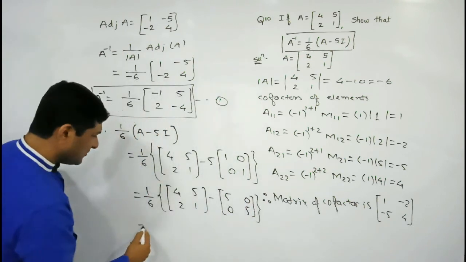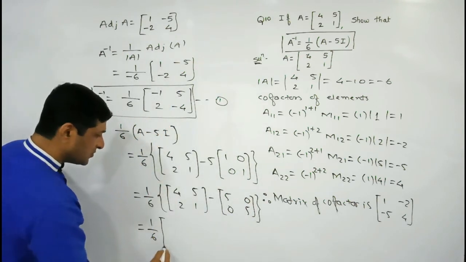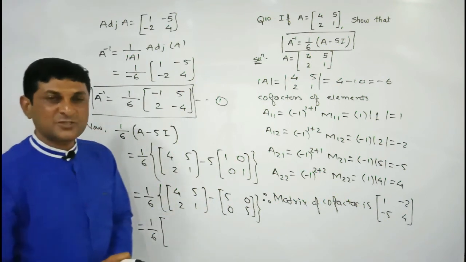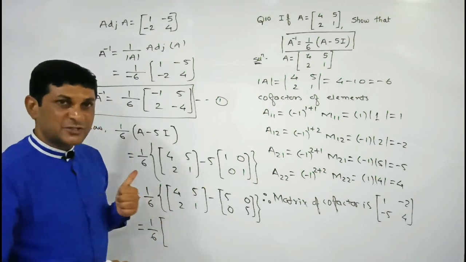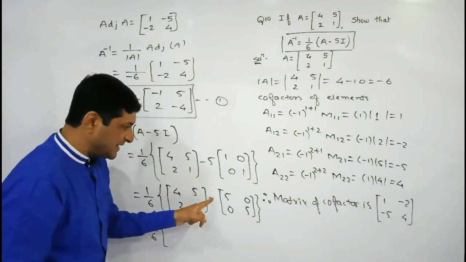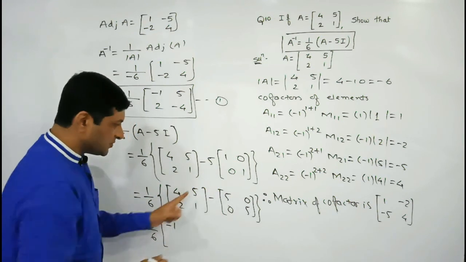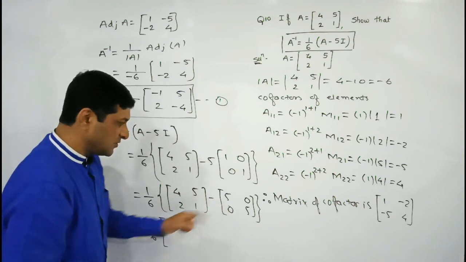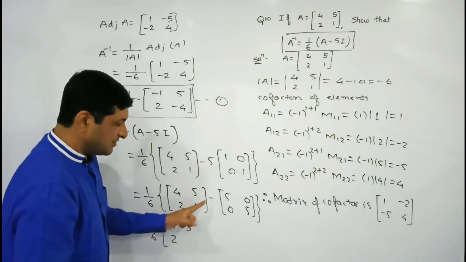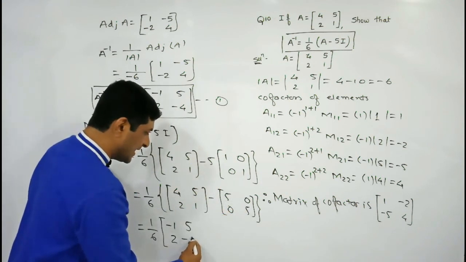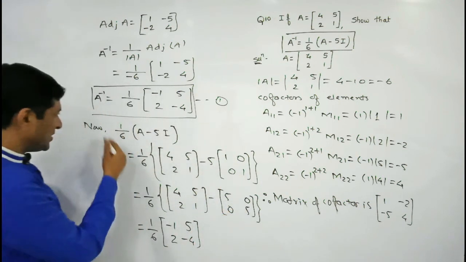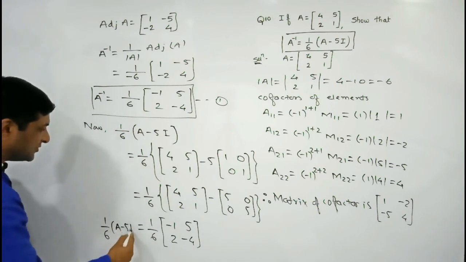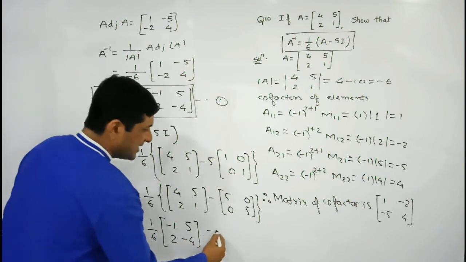Now 1 by 6, keep it as it is. We have to take the difference, means subtraction of these two matrices. Whenever we are taking subtraction of two matrices, we are taking subtraction of corresponding elements. So 4 minus 5 will be minus 1. Here 5 minus 0 will be equal to 5, 2 minus 0 will be equal to 2, and 1 minus 5 will be equal to minus 4. So here we have got the value of 1/6 A minus 5I also. Let us denote it by equation number 2.